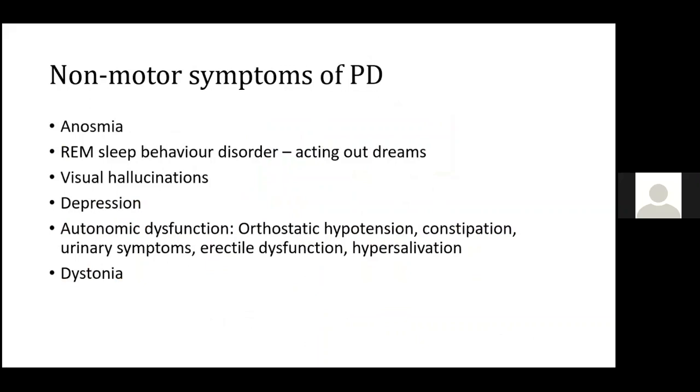And then there are also non-motor symptoms of Parkinson's disease. And this could be things like anosmia, REM sleep, so rapid eye movement sleep behavior disorders, which presents as acting out their dreams, visual hallucinations. And again, visual hallucinations can be a symptom of Parkinson's disease. It can also be a side effect of the medication. Depression, and then autonomic dysfunction, such as orthostatic hypotension, constipation, urinary symptoms, erectile dysfunction, hypersalivation, and dystonia.